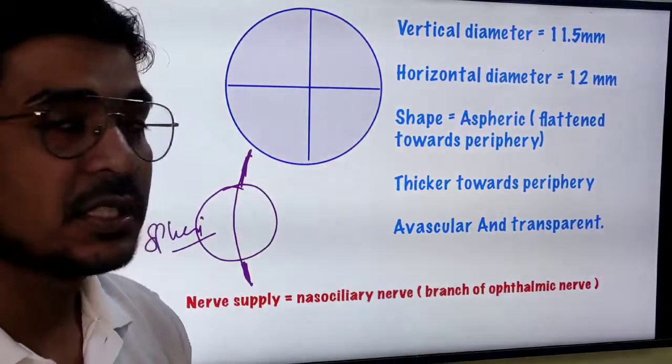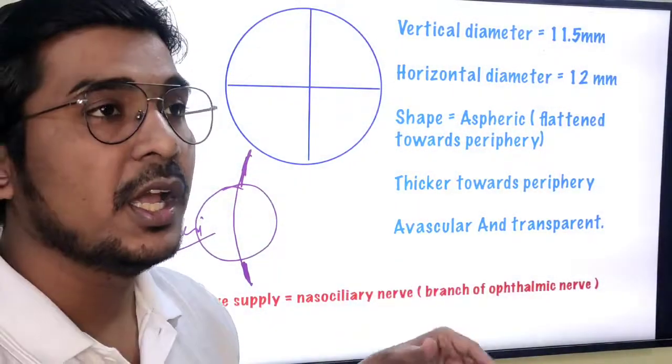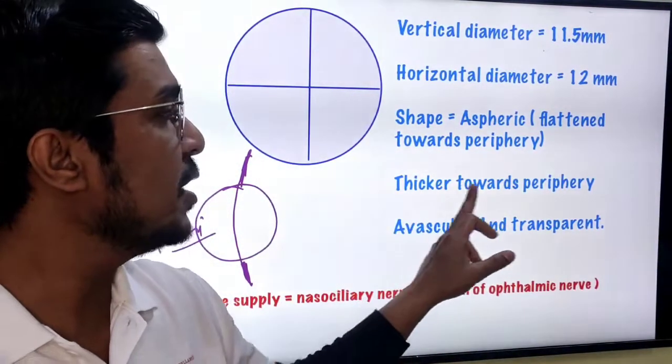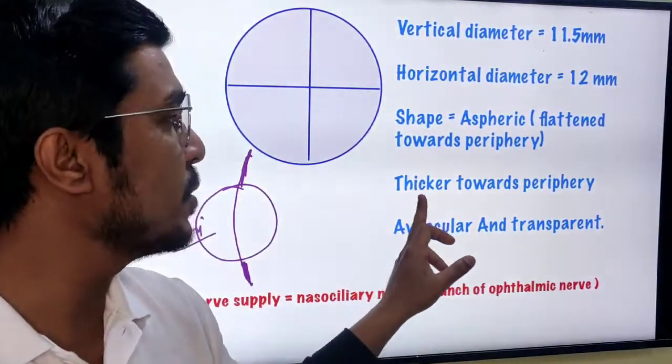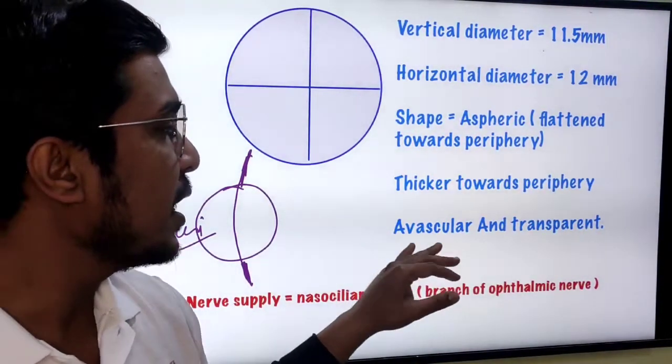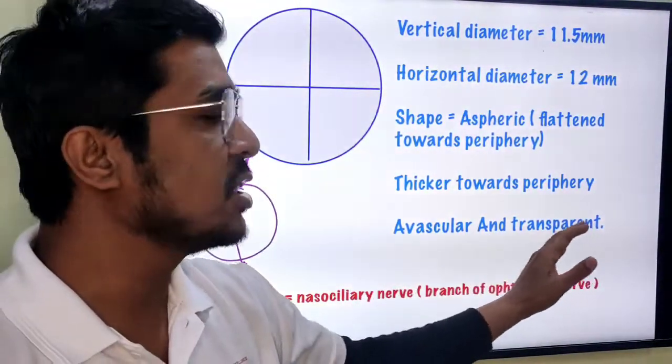The fourth point that is very important, which can come as a statement in the options, is that it is thicker towards the periphery. So don't get confused by this thicker towards periphery. And the fifth thing is that it is avascular and transparent.